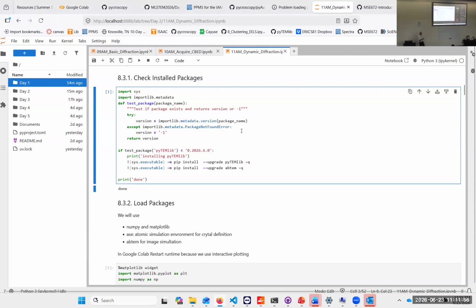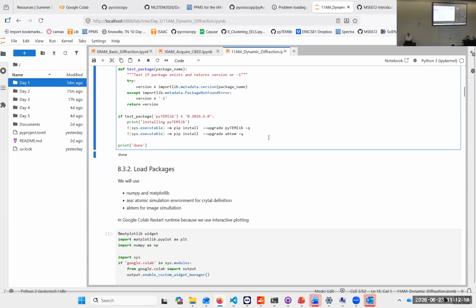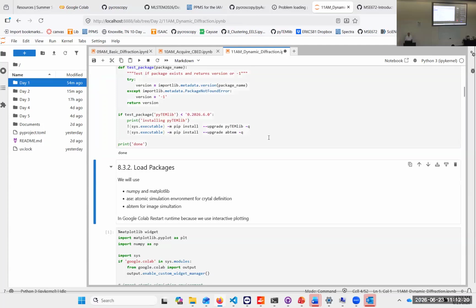If you use that on Google Colab, we install pyTEM lib, which we don't really need a lot in this case, but we use ABTM, so ab initio TEM. It's a nice Python package that makes it available to do a simulation of convergent beam pattern.